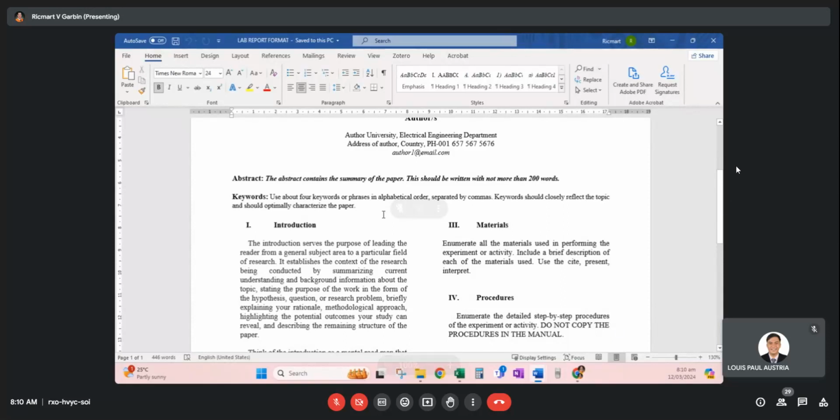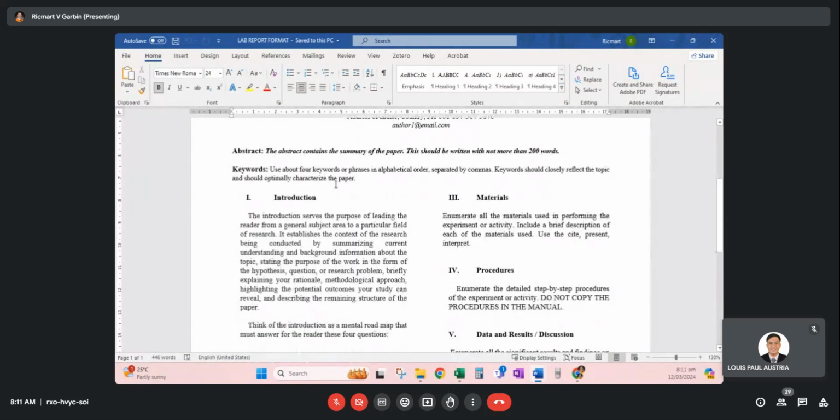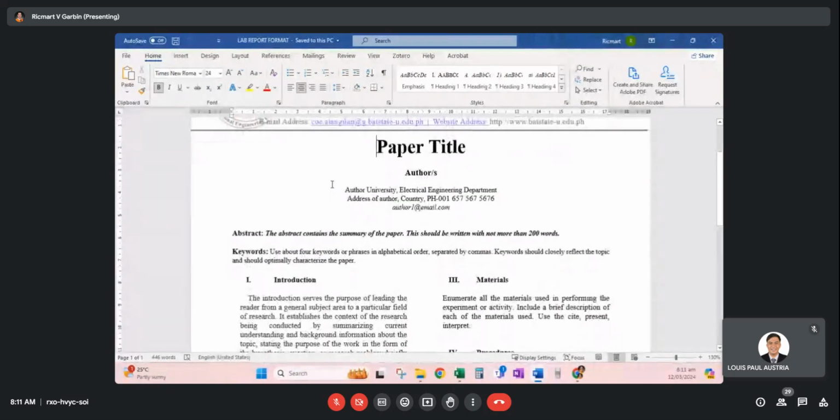About 4 keywords or phrases in alphabetical order separated by commas, and keywords should closely reflect the topic and should optimally characterize your paper. So, kung ano yung mga words na mahalaga dyan sa inyong experiment, edi yun ang ilalagay nyo dito. Then, do not change the format of the paper.